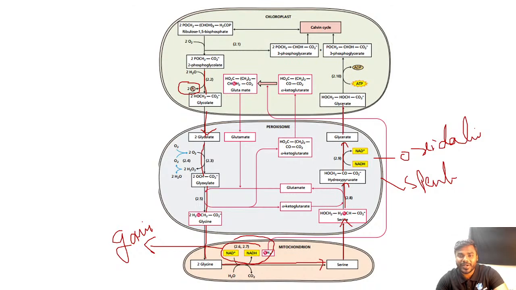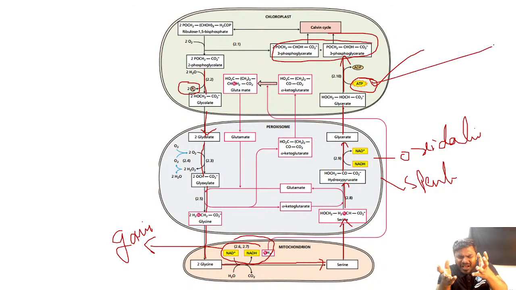From the peroxisome it enters into the chloroplast. Now the glycerate is converted into 3-phosphoglycerate. My friends, ultimately see here we produce 3-phosphoglycerate. Now you only understand. If the glycerate wants to be converted into 3-phosphoglycerate, obviously what should I add? My friends, I should add the ATP. So here we are spending energy unnecessarily.